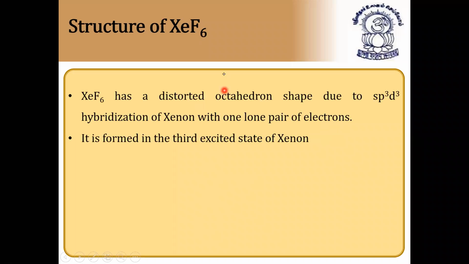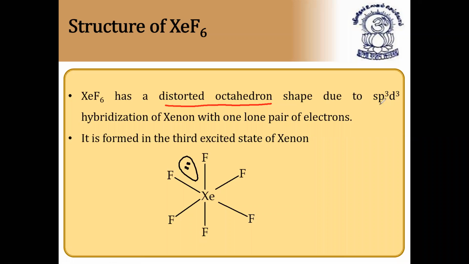Next, structure of XeF6. It has one lone pair. So xenon hexafluoride has a distorted octahedron shape. What is the shape of xenon hexafluoride? Distorted octahedron shape. And the hybridization is sp3d3 because there are 6 bond pairs plus 1 lone pair. So n factor is equal to 7.